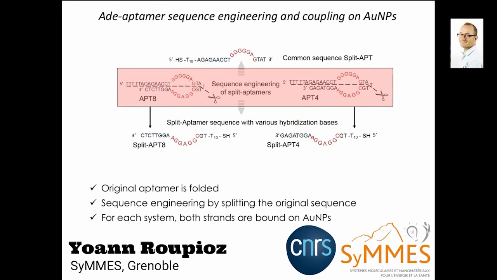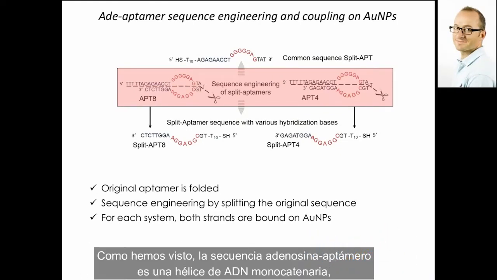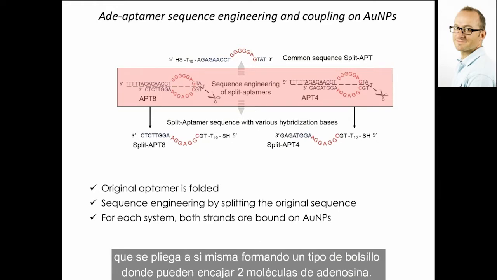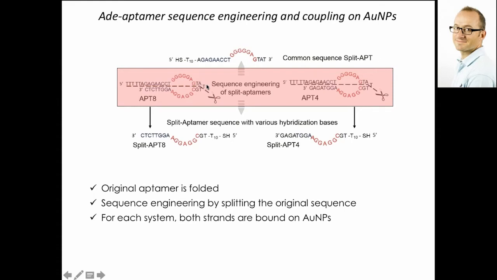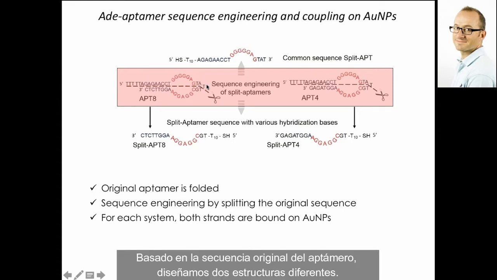So have you seen the adenosine aptamer? It is a single-stranded DNA which is folded on itself and which forms a pocket where two adenosine molecules can fit. This is the general structure of this pocket. So based on the original aptamer sequence, we designed two different structures.